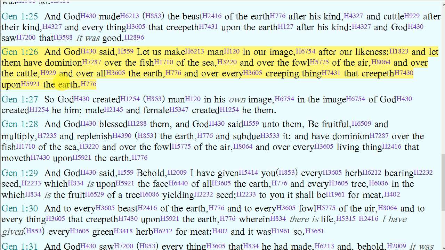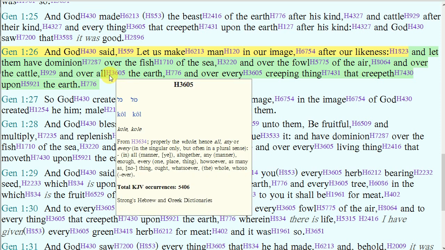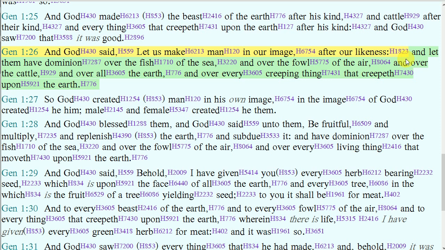So, the first thing that God said when he said, let's create him in our likeness, is he talked about what kind of likeness they would have. The likeness is they're going to have a dominion, which no other man had previously had. Let's make man in our image, after our likeness, and let them have dominion over the fish of the sea, and over the fowl of the air, and over the cattle, and over the earth, and over every creeping thing that creepeth upon the earth. That's what makes you a god.